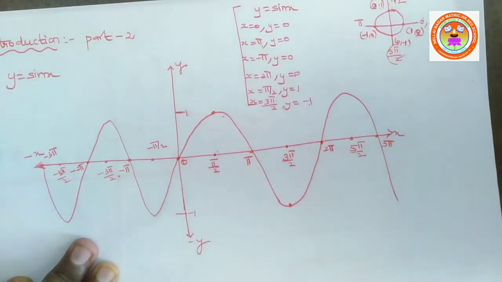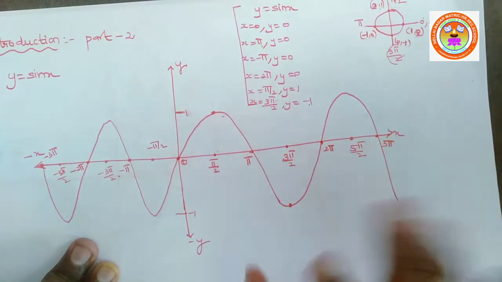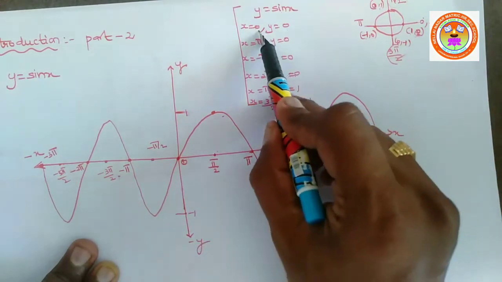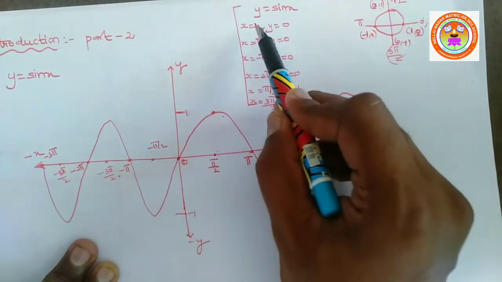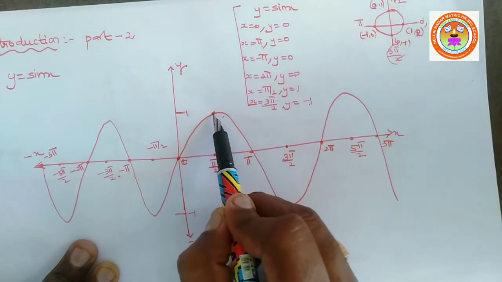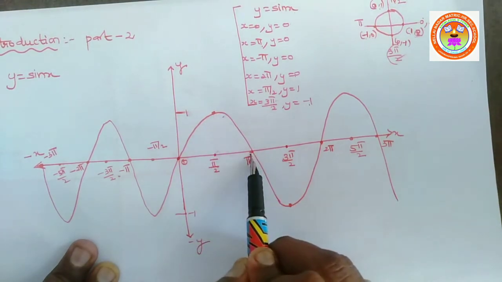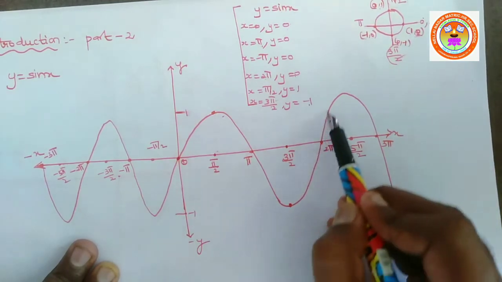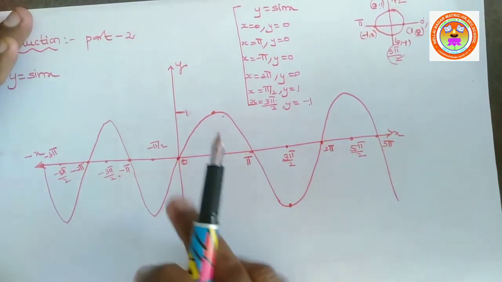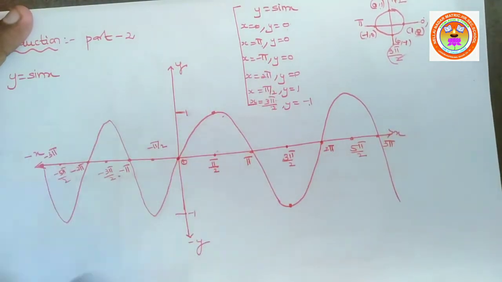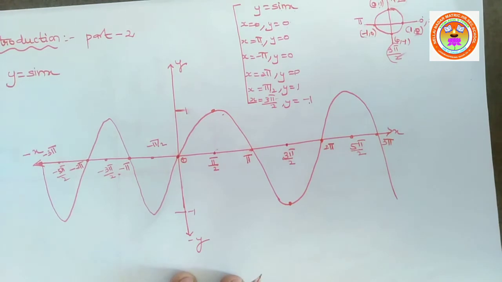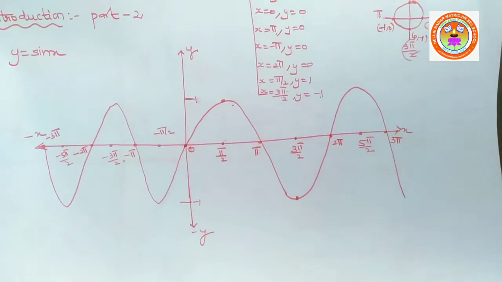So we can plot like this. This is the diagram we can draw by plotting: 0 comma 0, after 0 comma 0, pi by 2 comma 1, after pi by 2, pi comma 0, after pi comma 0, 3 pi by 2 comma minus 1, and then 2 pi. It moves like that. The same as it moves on this side, on the left hand side also we can take it as it is. Using this, now we need to find domain, range and principal domain.